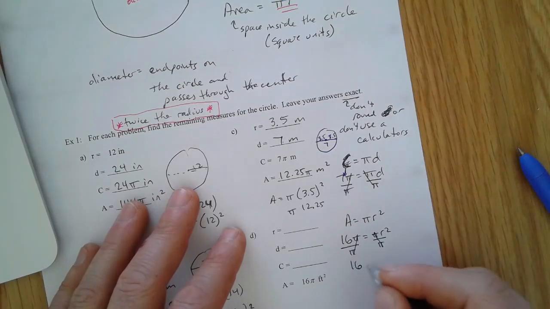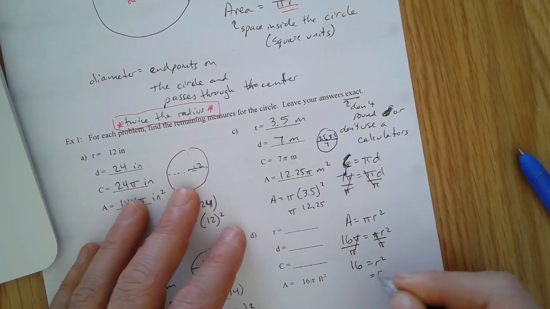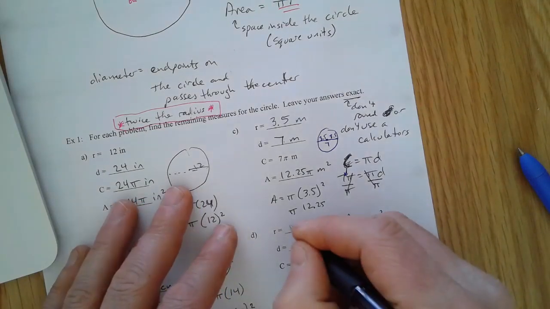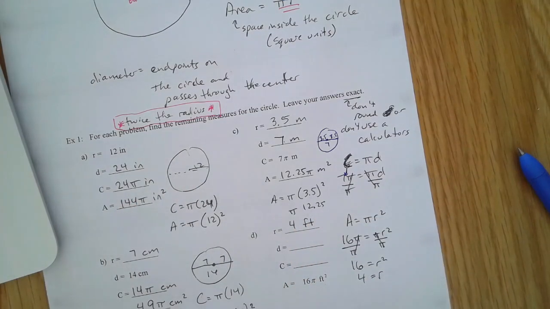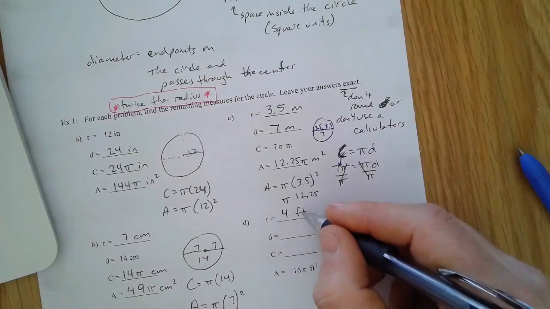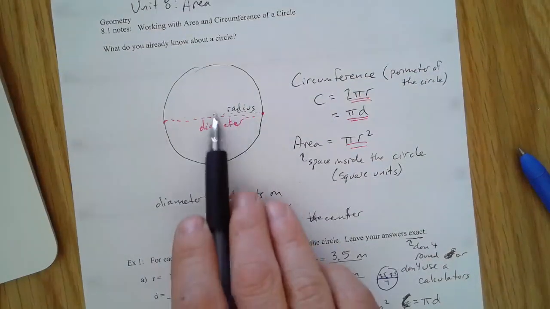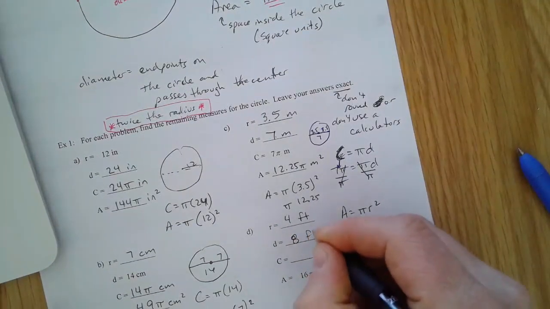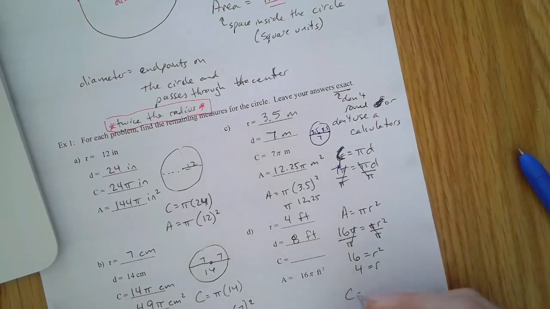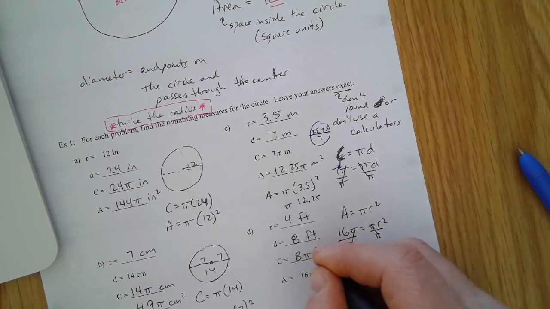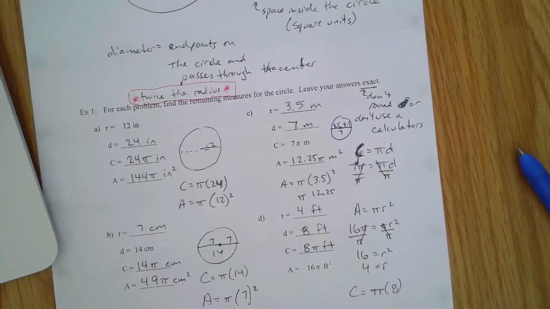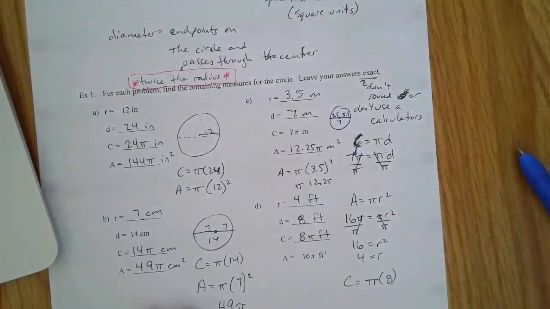So now we know 16 is our r squared. What squared gives us 16? 4. We've been doing that all year long, right? So hopefully you can do that pretty quickly. My radius is 4. If my radius is 4, my diameter is 8. And don't forget my circumference is pi times the diameter. I already have the diameter, so I'll have 8 pi feet. So there's my answer for those.